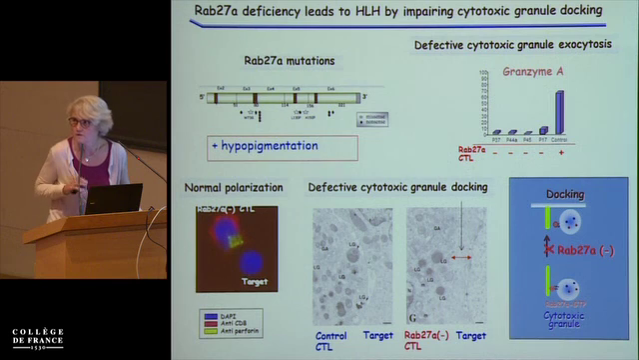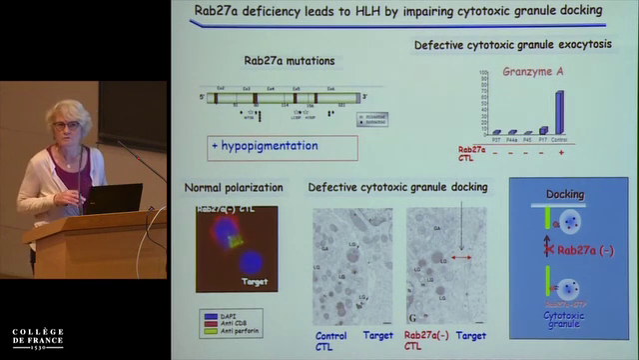And these patients also have a characteristic hypopigmentation, which in fact reflects the role of RAB27A in the transport of another type of vesicles, which are melanosomes containing the melanin, the pigment, in the melanocyte, and which should be transported to the periphery of the dendrite of the melanocyte for proper skin pigmentation.